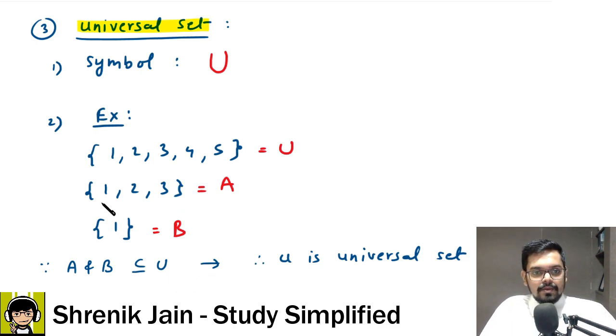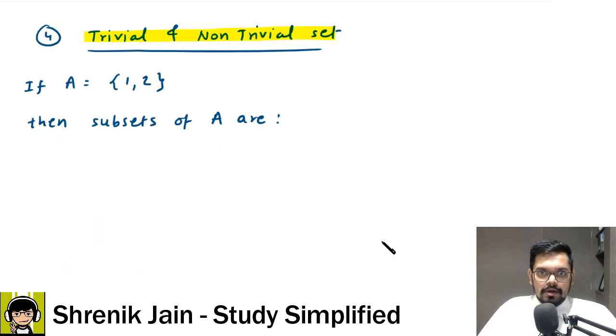Understood? Every element of A is present in U. Every element of B is present in U. So U is like God. You are the universe. Universal set. Okay. Now let us go to the next type, which is trivial and non-trivial set.